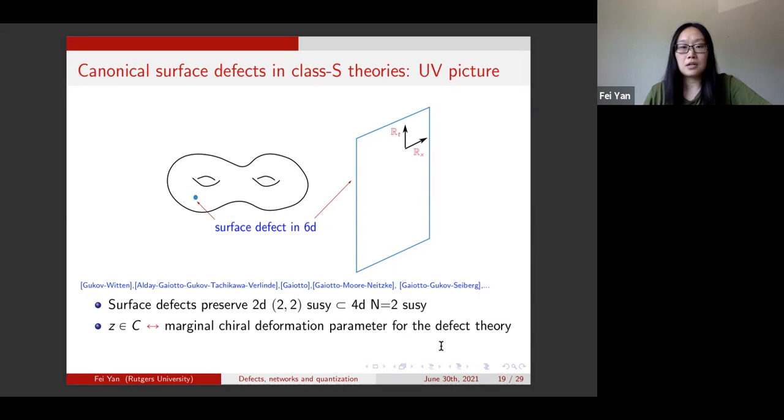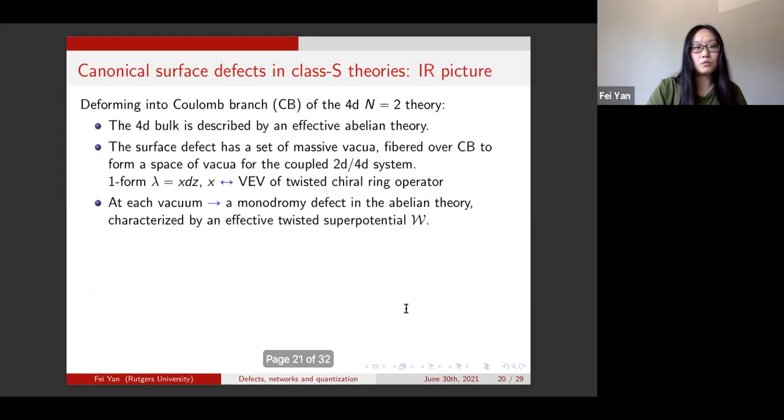I should say that a lot of statements on this slide and the next slides only require the bulk to be 4D N=2 supersymmetric. So it doesn't have to come from the 6D construction. In fact, the more interesting point of view is exactly to take it from a more field theory perspective and then study this kind of problem. So what do these surface defects become in the infrared? By infrared, I mean deforming to the Coulomb branch of the 4D N=2 theory.